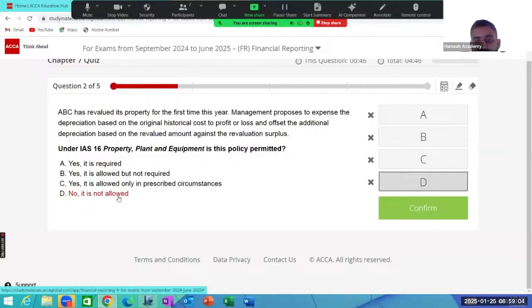It is not allowed. We will discuss the revaluation model more in detail, but it is common sense that if you are using the revaluation model, then the depreciation will be based on the revalued amount, not on historical cost. In the cost model, we base the depreciation on historical cost. In the revaluation model, we base the depreciation on the revalued amount, not on historical cost.